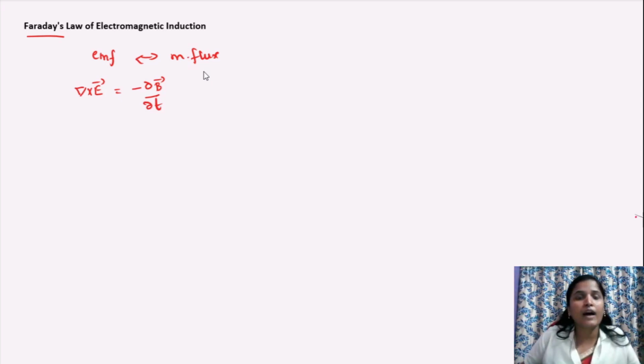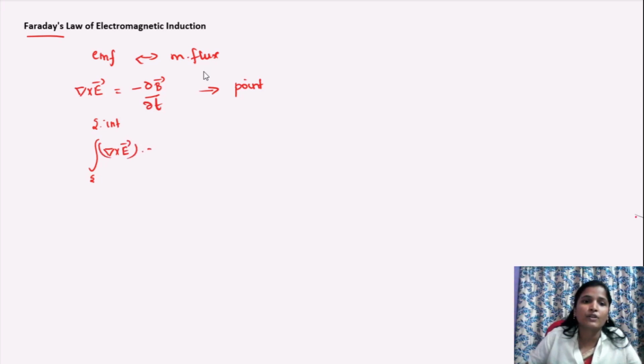Okay, now this equation is in point form, so we are going to convert this into integral form. So how will you do? Let's take surface integral on both sides. So integrating over the surface, del cross E dot ds is equal to minus integral of dou B by dou T dot ds. Now we can apply Stokes theorem here.